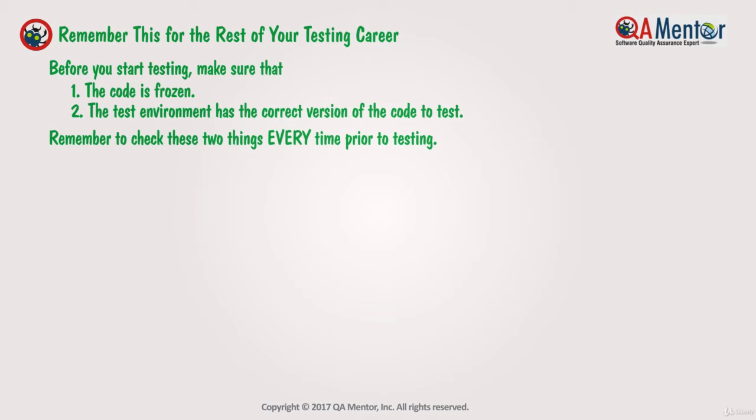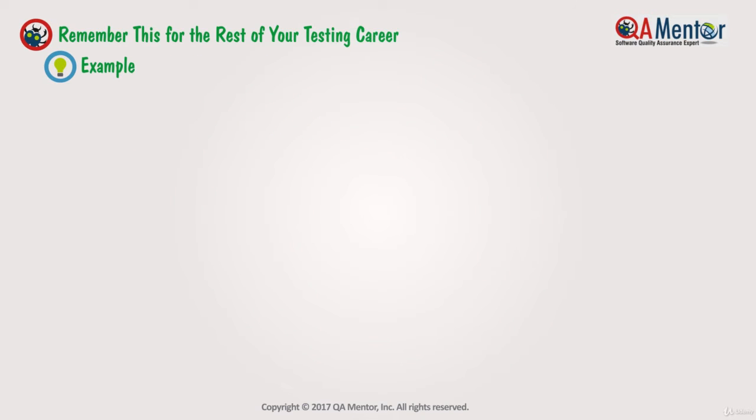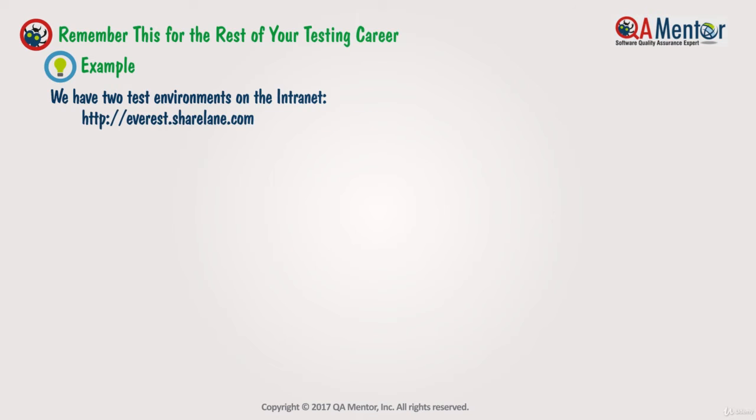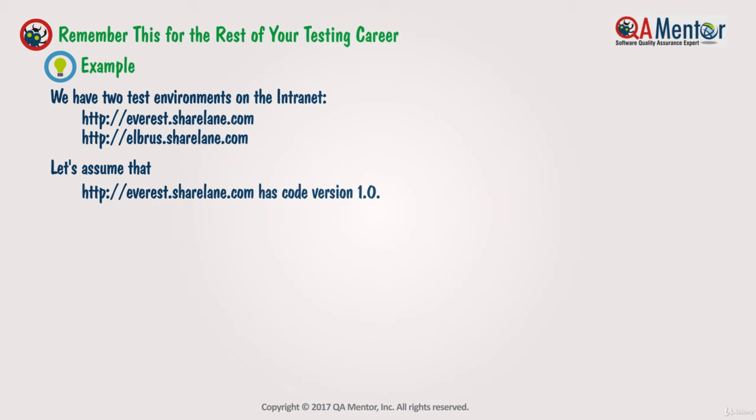Let's illustrate the point about checking for the correct version of the code to test. Example, we have two test environments on the intranet, everest.sharelane.com and elbrus.sharelane.com. These two websites are used for internal testing only and are not available to users. Let's assume that everest.sharelane.com has code version 1.0. elbrus.sharelane.com has code version 2.0.